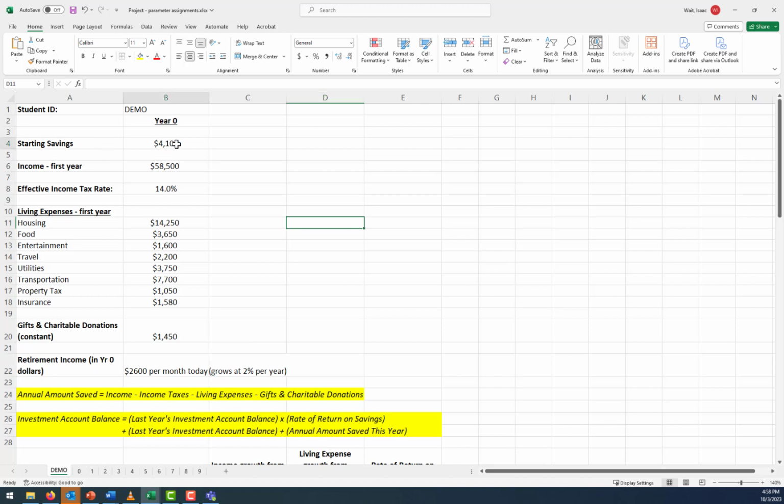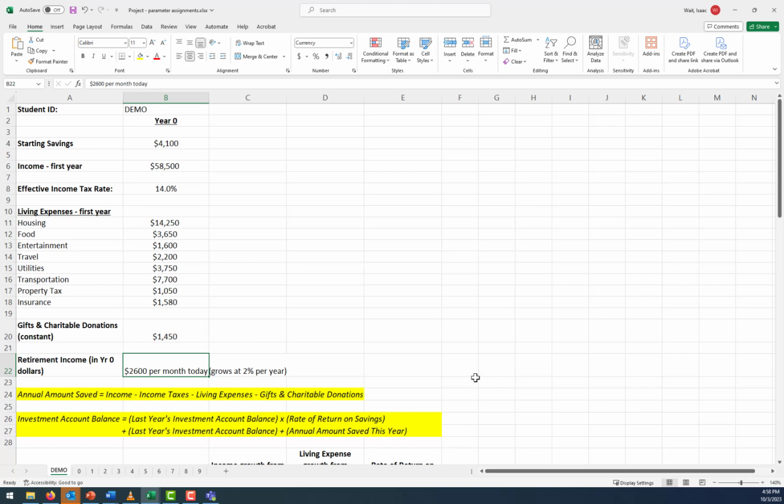So we've got the amount, this starting savings is how much money they've got in the bank on the day that they graduate. The income the first year is the salary that they make during the first year of employment, so that's meaning from time 0 to time 1. This is their tax rate. You can see all of the expenses are shown, how much they plan to donate to charity each year, and then there's something here about how much their retirement income is going to be in today's terms.